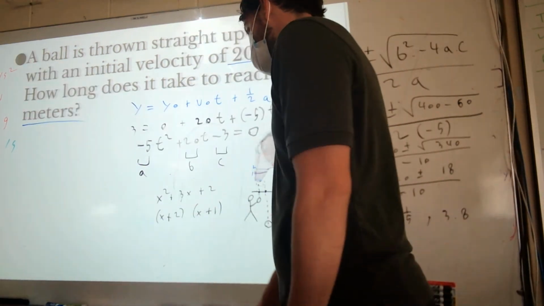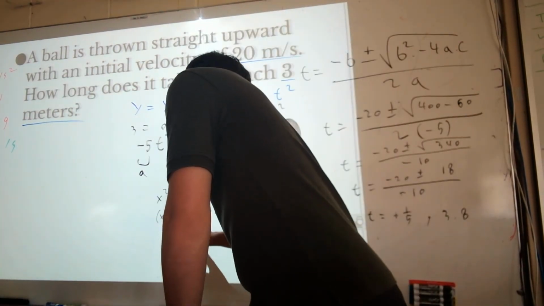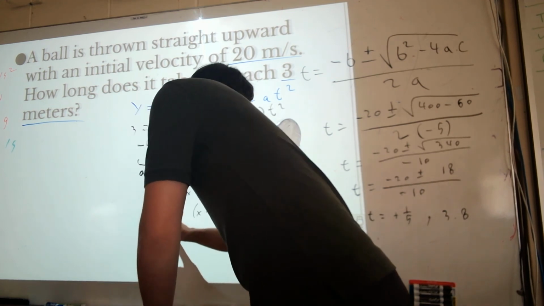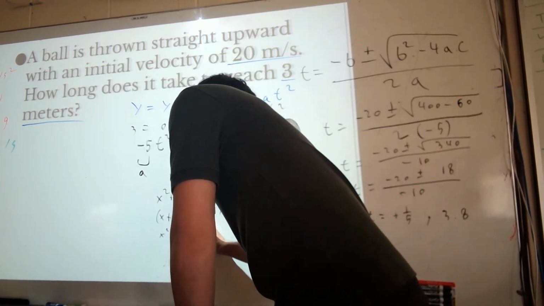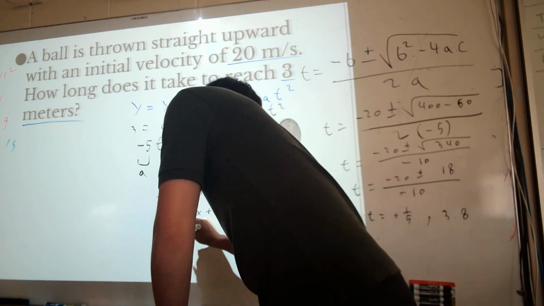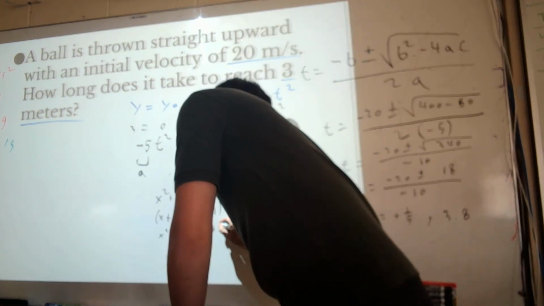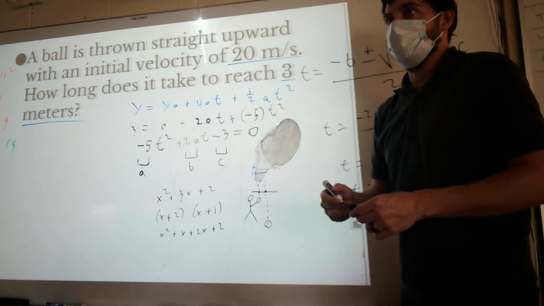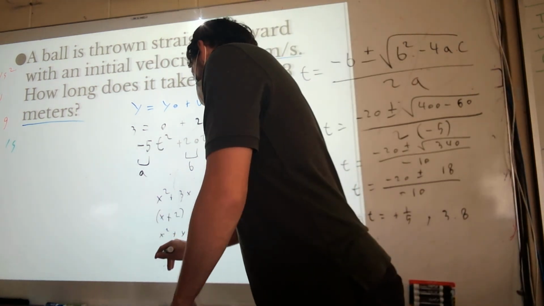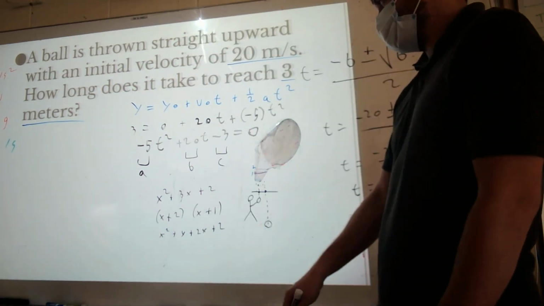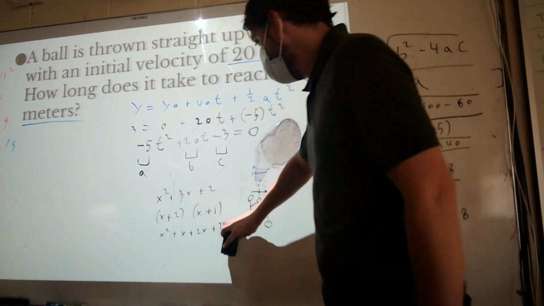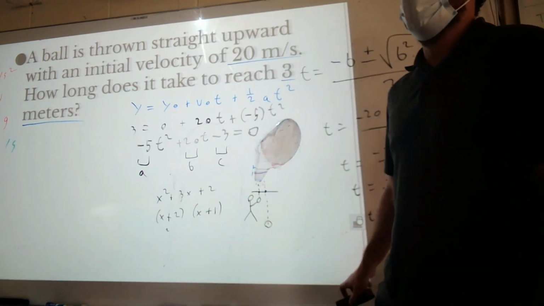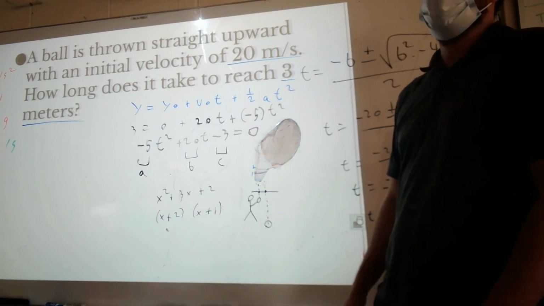But you can check this answer. x times x is x squared. x times 1 is plus x. x times 2 is 2x. And 2 times 1 is 2, because FOIL. Then you combine like terms, so you get back x squared plus 3x plus 2. That's the right answer. If you wanted to solve this, you'd set it equal to 0, and you'd get negative 2 and negative 1.